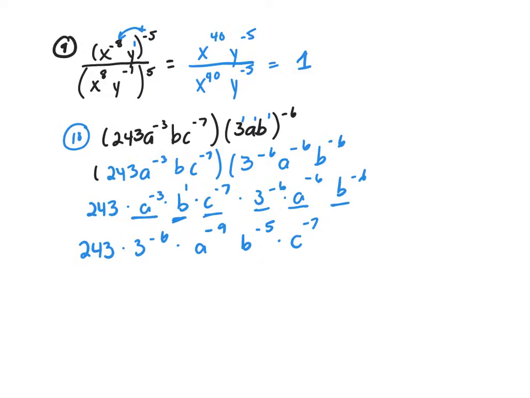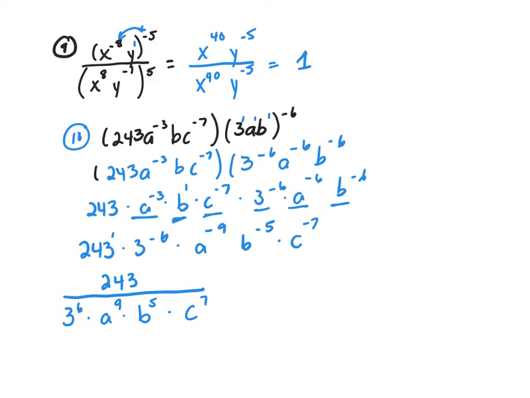So to get rid of your negative exponents, you move them to the opposite place they're in. So the 243 is raised to the first power, so just leave it alone. But in the bottom, move the 3 to the negative 6. That becomes 3 to the 6. Move the a to the negative 9th. B to the negative 5th, move that to the bottom. And then c to the 7th.